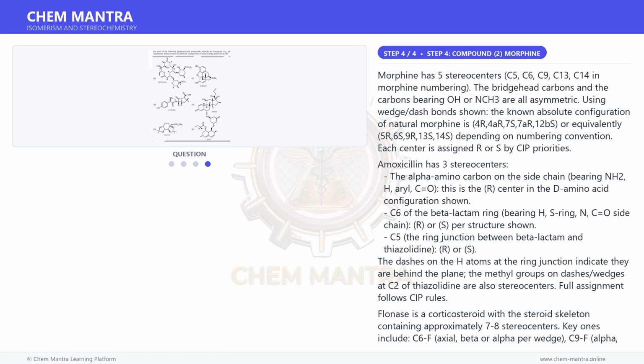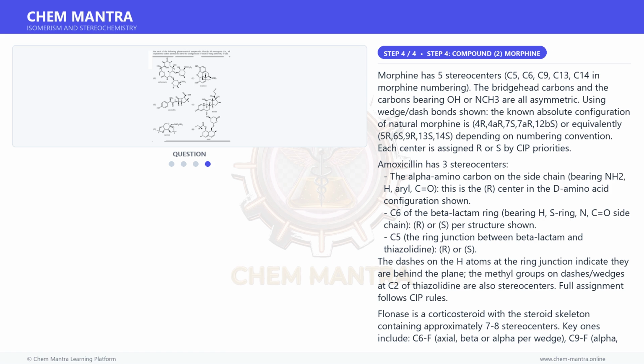Topiramate has 4 stereocenters in the bicyclic acetal ring system, the fructose-derived carbons bearing O atoms. The wedge bonds, shown as O on wedge, at each ring carbon allow assignment. The known configuration of topiramate corresponds to the D-fructose-derived absolute configuration, giving specific RS assignments at each of the 4 ring carbons.